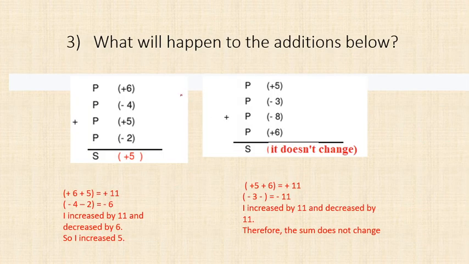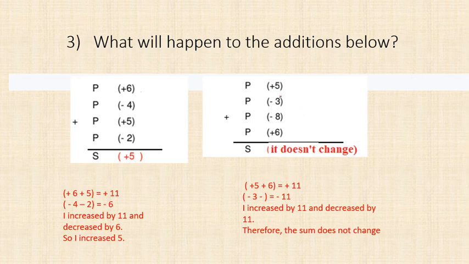Then, what will happen to the additions below? So, we have the first addend, we add 6 units. Then in the second addend, we take out 4. In the third, we add 5. In the fourth addend, we subtract 2. So, I need to do the operations, yeah? I'm going to join 6 plus 5 is 11. And the subtractions, 4 plus 2 is 6. So I do 11 minus 6. So in the end, I increase the 5 units, right?